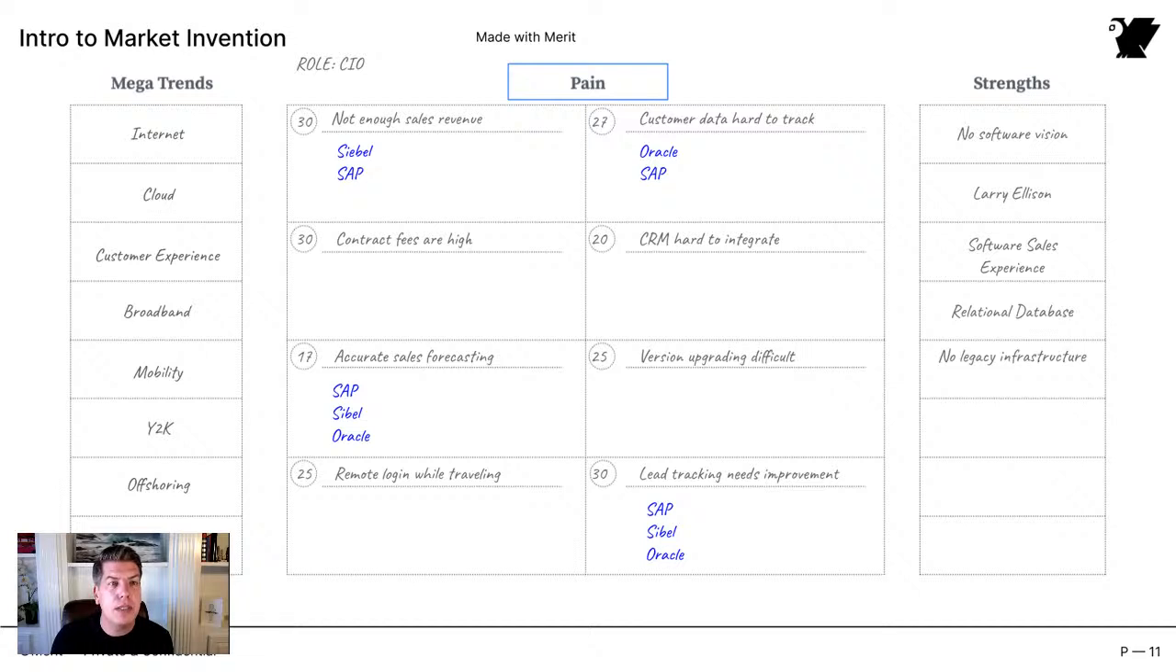So Siebel Systems and SAP, you know, everybody's talking about not enough sales revenue. Oh, we'll speed up your revenue. We'll make it better. Customer data hard to track. Yeah, we saw that. Everybody's still talking about that. Accurate sales forecasting. Totally. Version upgrading difficult. So now, if we were to look at it, most of all of this is filled in. But at the time, only a few of these were filled in. So you can start to see, okay, now this is where they're having the conversation. So this is where the competitors are saying this is where the value is. This is what we're doing.